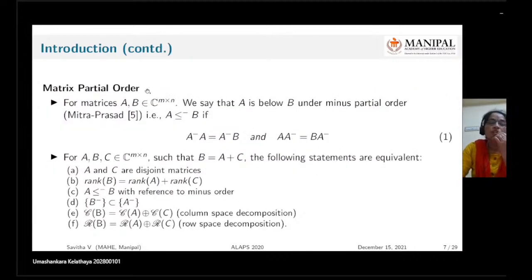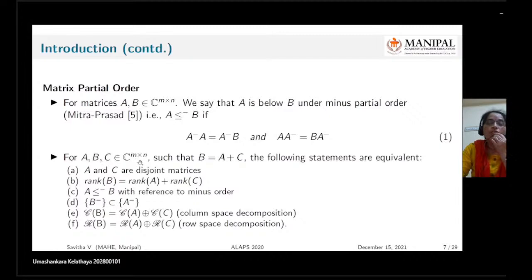So under matrix partial order, I define the minus partial order. For matrices A, B belonging to C^(m by n), we say that A is below B under the minus partial order if there is a generalized inverse A minus of A such that A minus A equals A minus B and A A minus equals B A minus, and we denote it by this notation.